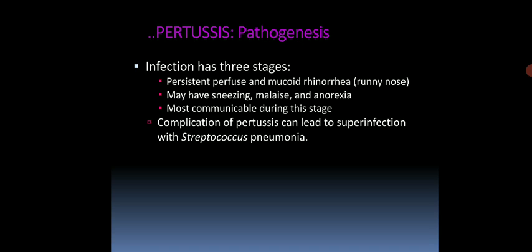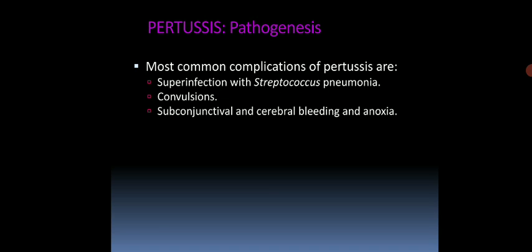stages. The first stage has persistent profuse mucoid rhinorrhea, that is, a runny nose, which you can see on diagnosis, and many have sneezing, malaise, and anorexia. This is the most communicable stage as far as others are concerned. The complications of pertussis can lead to superinfection with Streptococcus pneumoniae. The most common complications of pertussis are superinfection with Streptococcus pneumoniae, then convulsions, subconjunctival as well as cerebral bleeding, and anoxia.